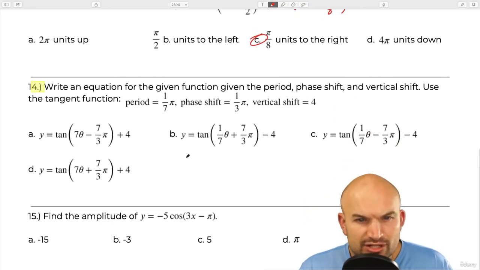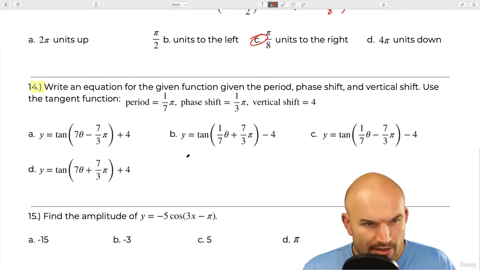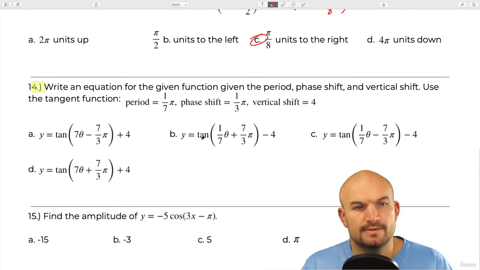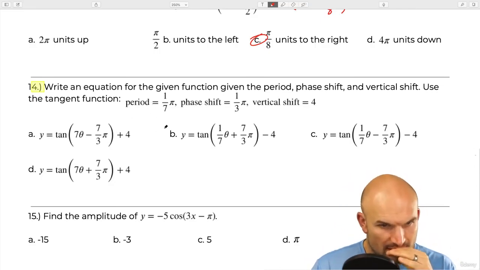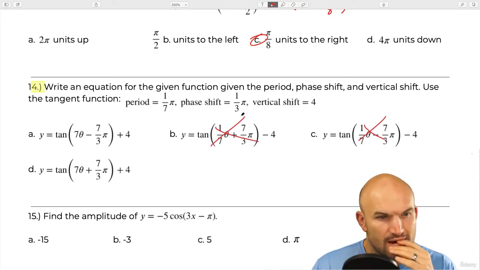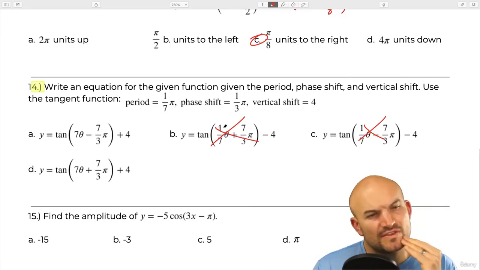Write the equation for the function given the period, phase shift, and vertical shift. Use the tangent function. All right, so pi needs to be divided by 7 to give us the phase shift, so it's not going to be those two. Vertical shift is 4. Phase shift is 1 pi halves to the third.